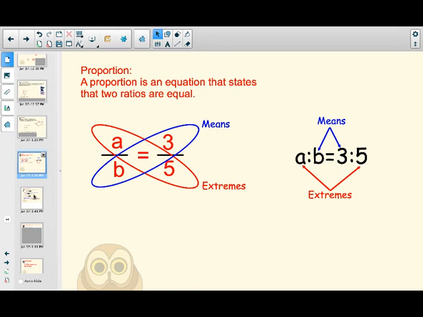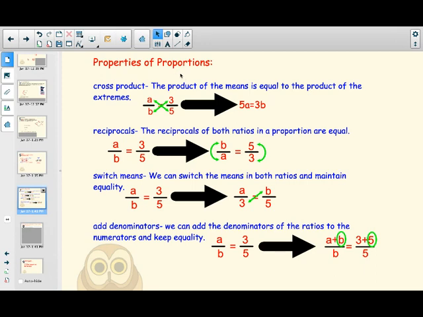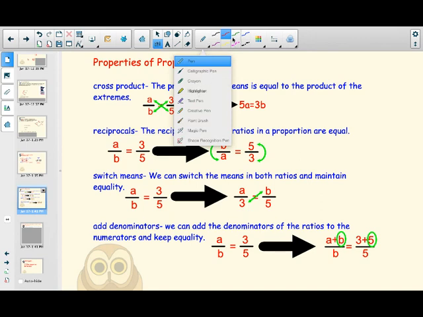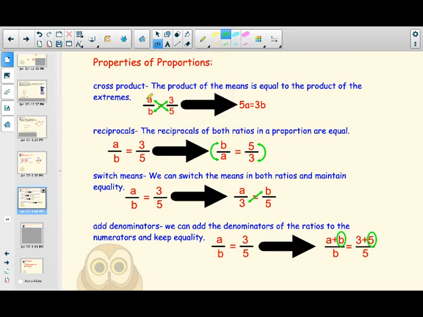So we have a couple properties with them. Properties of proportions. We have the cross product property. Some of you might know this as cross multiplication. It's saying that the product of the means is equal to the product of the extremes. Notice what's happening here. We are multiplying, let's get the highlighter out here, A times 5 and B times 3, and those are going to be equal to one another by this property.